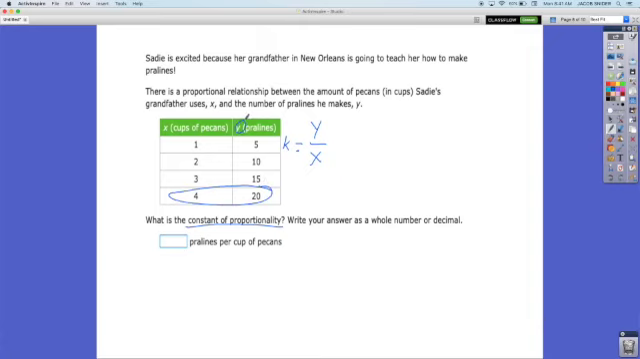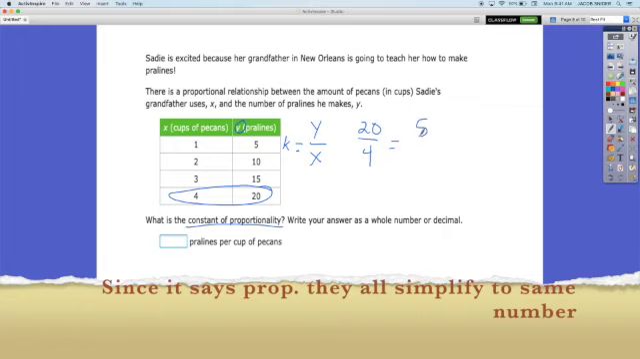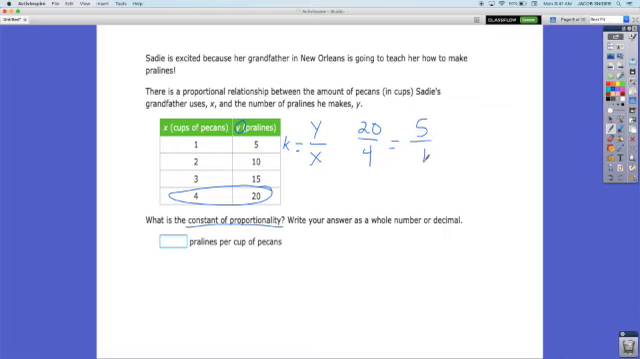Okay, my y value is 20. My x value is 4. Now let's go ahead and simplify. 20 over 4. Well, I know that 4 goes into both numbers, so 20 divided by 4 equals 5. 4 into 4 equals 1, or I could just simplify and make it 5. And there is our constant of proportionality. Okay?